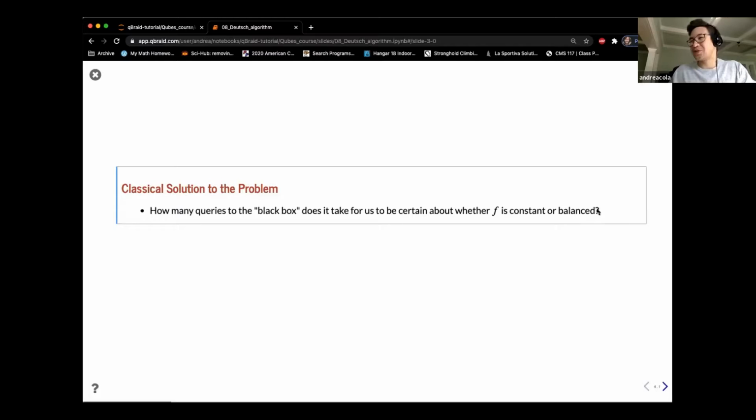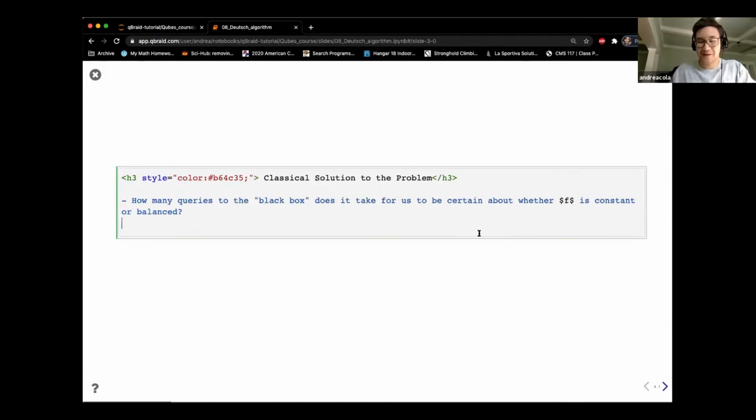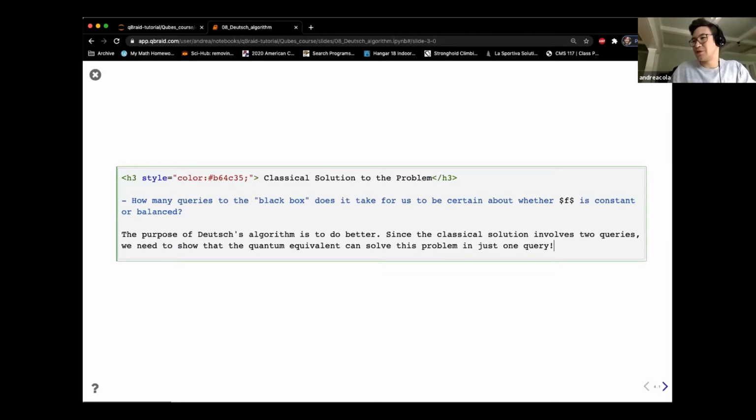If we were to query the function once, for example, query on 0, we get back f of 0, and then we have no information whatsoever about the value at 1. Right? So once we get f of 0, the function would still be constant or balanced. Until we get information about f of 1, we will never know whether it's constant or balanced. So we need exactly 2 queries.